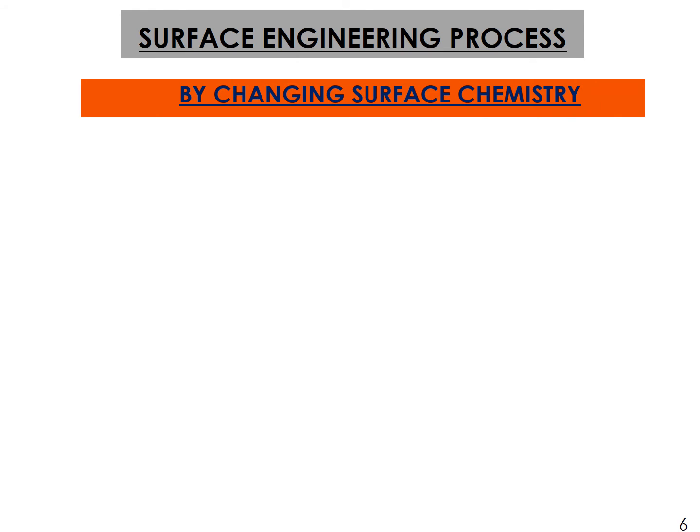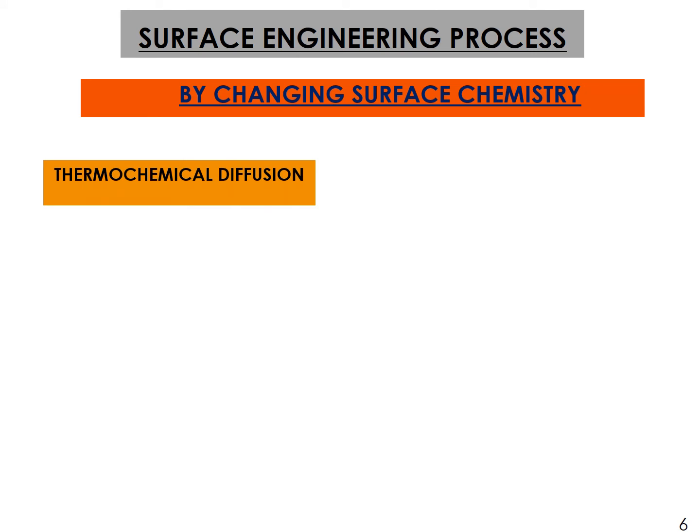Now let's see, how can we change the surface chemistry? If you can change the chemistry of the surface, yes, properties can be enhanced. Now in this case, we have thermochemical diffusion processes. So from the name it is clear, we are diffusing something. We are diffusing something external.